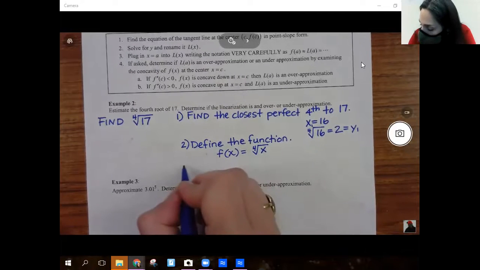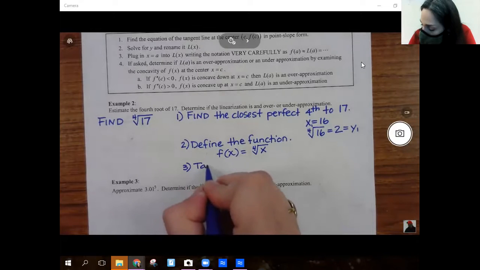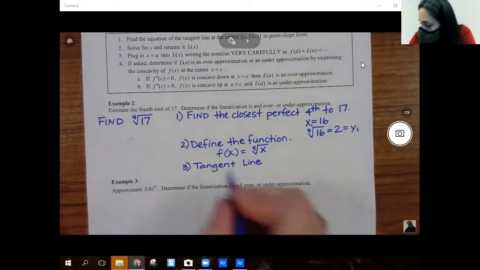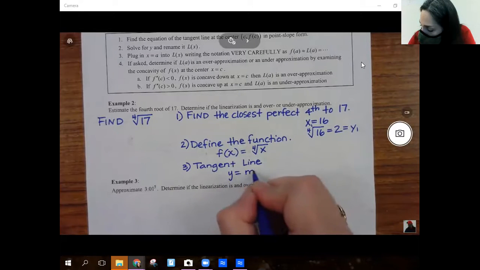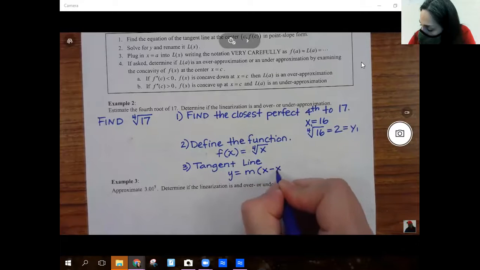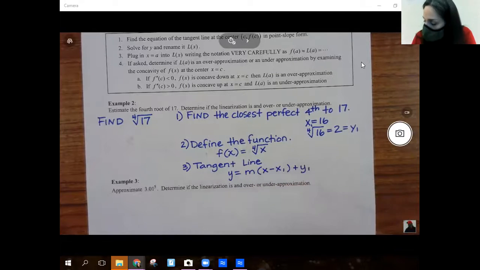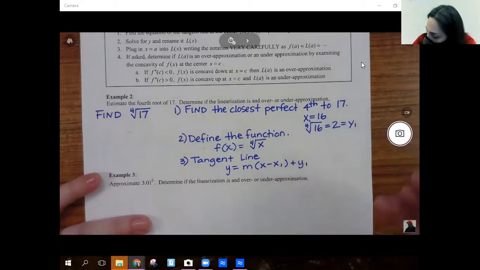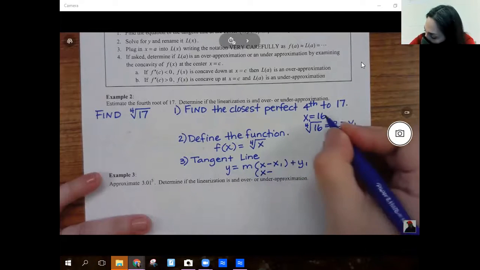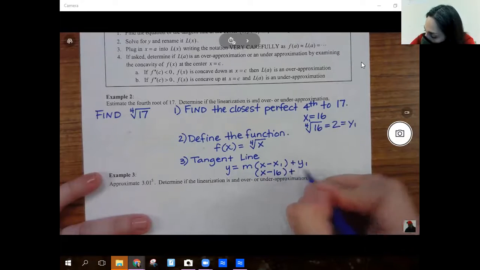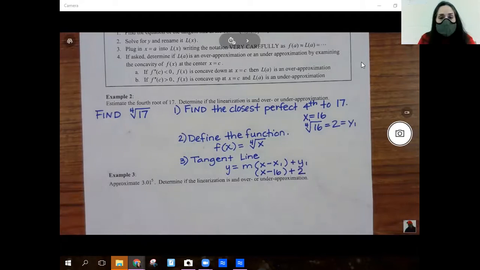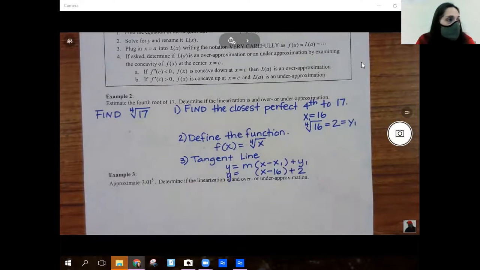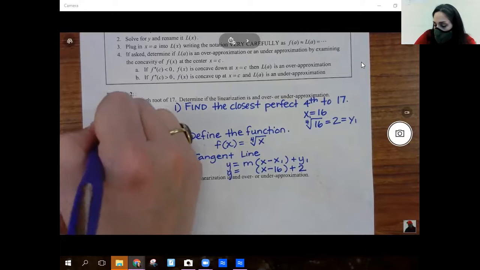All right, now the last step is to create the tangent line. So tangent line, y equals m times x minus x sub 1 plus y sub 1. You got your x sub 1 and your y sub 1 already. So this is going to be x minus 16 plus 2. Okay. The m, we're going to need to do a little bit of work for. So the m comes from the derivative.